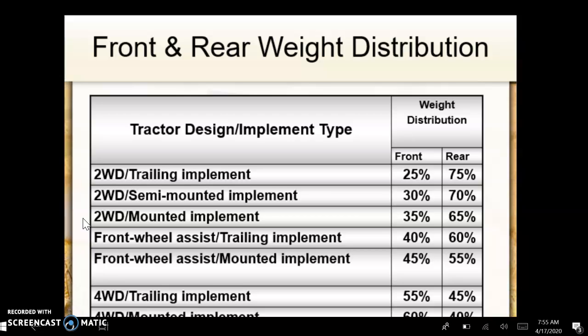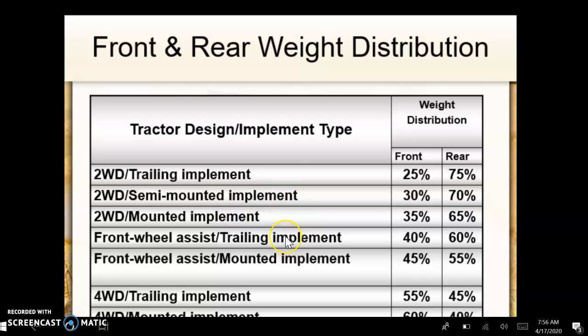So if we've got a tractor that just has the rear wheels turning, and not the front wheels, and the implement is being pulled by the tractor, 75% of the weight is at the back of the tractor, 25 is at the front. Now, if we've got a two-wheel drive semi-mounted implement, meaning that it's mounted on a three-point hitch type of setup, you're looking at a 70% rear weight distribution, 30% on the front. And if it's fully mounted, it's 65-35. So you can make a big difference just on mounting that equipment instead of just towing it behind the tractor.